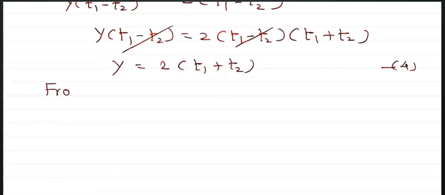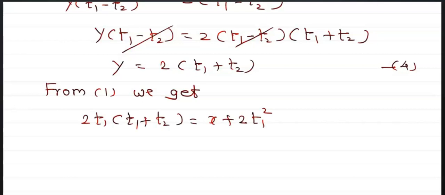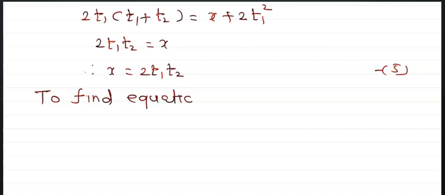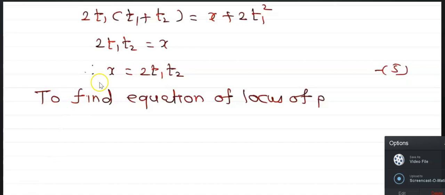Therefore, from 1, we get y t1, that is 2 in bracket t1 plus t2 times t1, is equal to x plus 2t1 square. And after multiplication, the 2t1 square on both sides gets cancelled. Therefore, 2t1 into t2 is equal to x. Therefore, x is equal to 2t1 t2. This is the value of x.